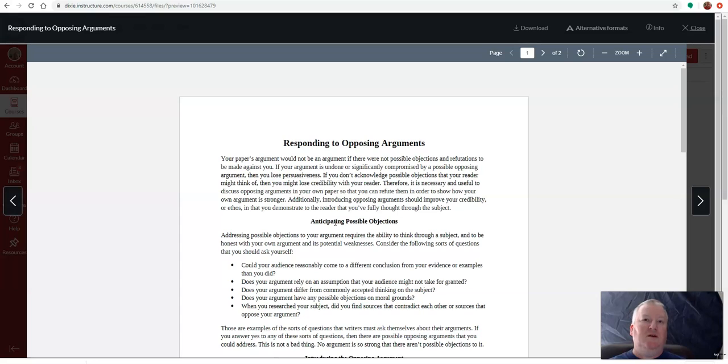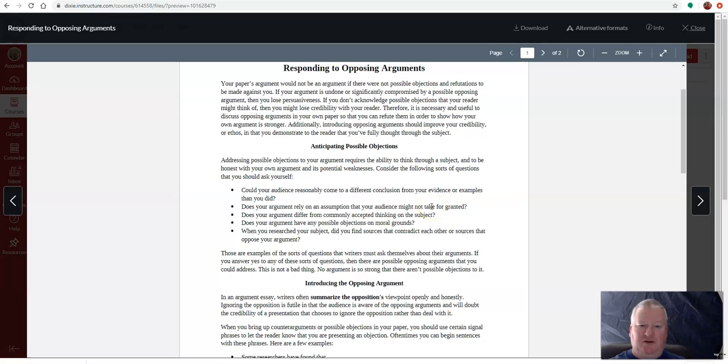But when you respond to those opposing arguments, the most important part of that response is refuting them. Okay? So we have some examples here. Responding to opposing arguments, anticipating possible objections. Ask yourself, what objections could my audience have?